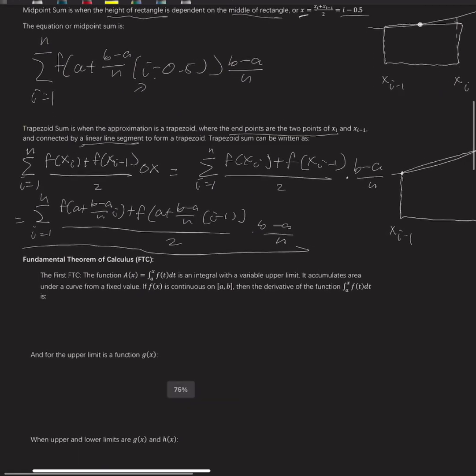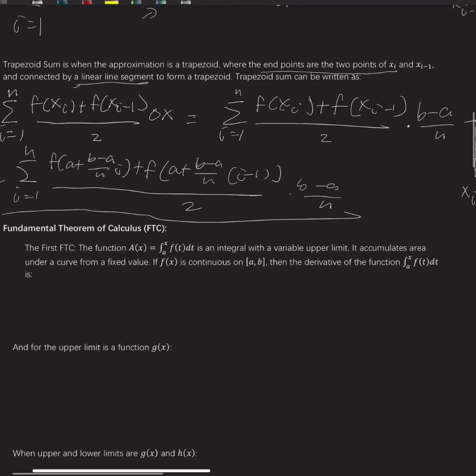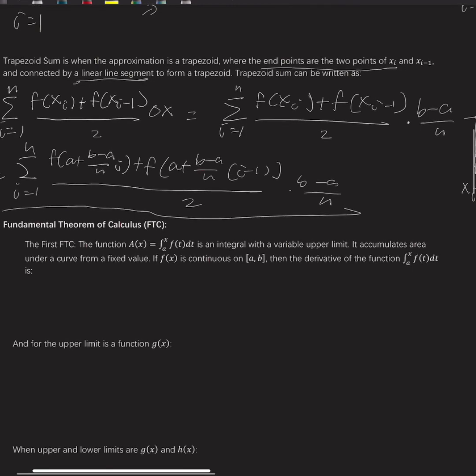And the next one is the fundamental theorem of calculus. There are two parts to the fundamental theorem of calculus. The first FTC says that if we have a function, the function of the area is defined as a definite integral like this.